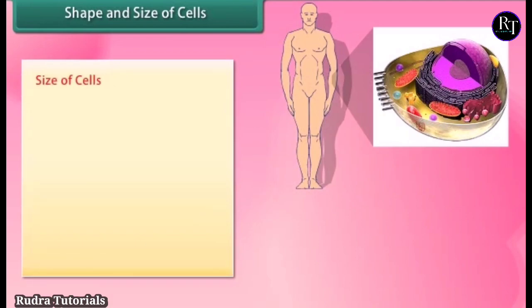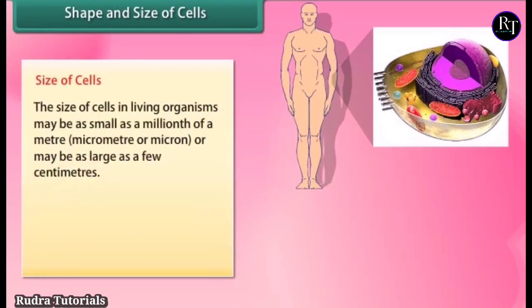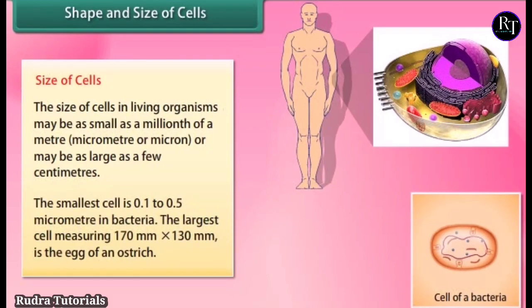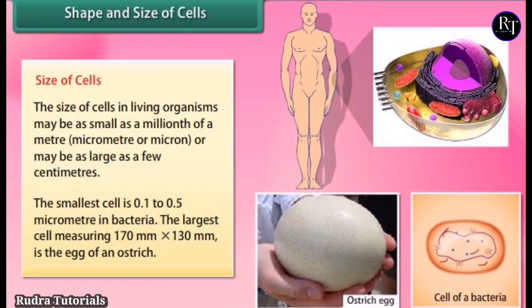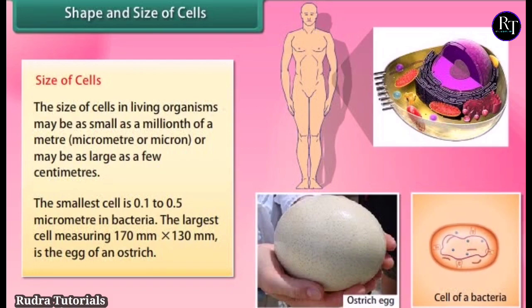Size of cells. The size of cells in living organisms may be as small as a millionth of a meter, micrometer, or micron, or may be as large as a few centimeters. The smallest cell is 0.1 to 0.5 micrometer in bacteria. The largest cell measuring 170 mm by 130 mm is the egg of an ostrich.